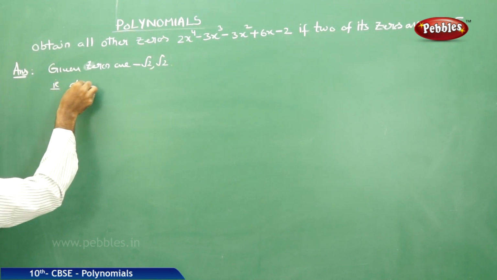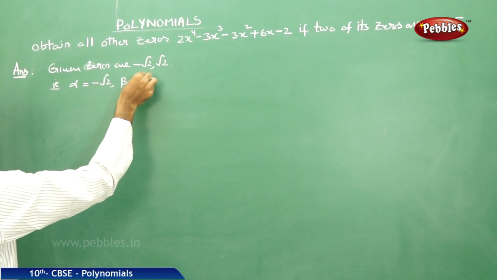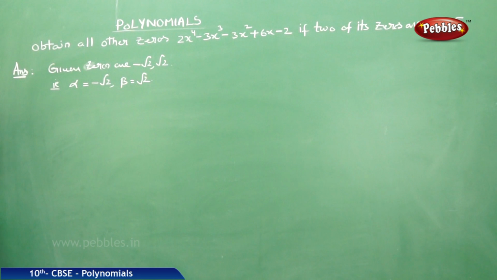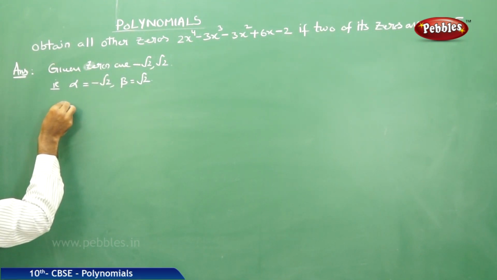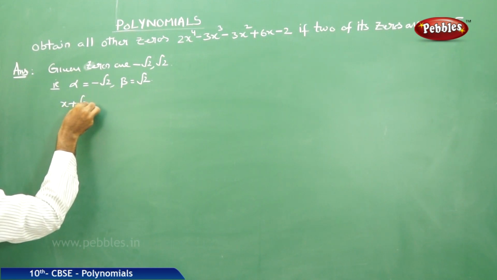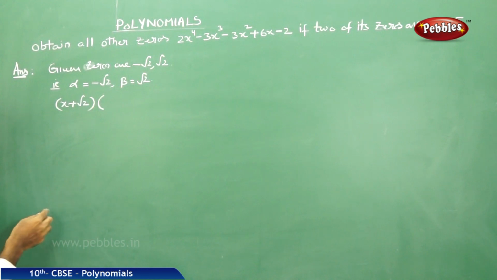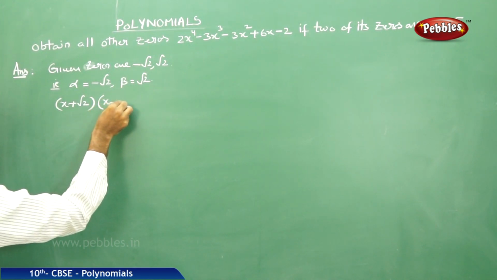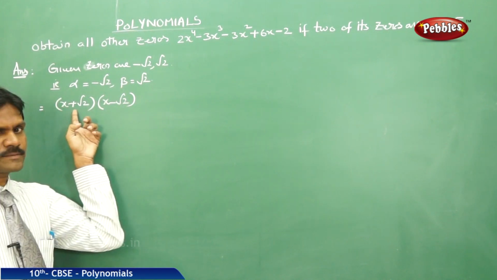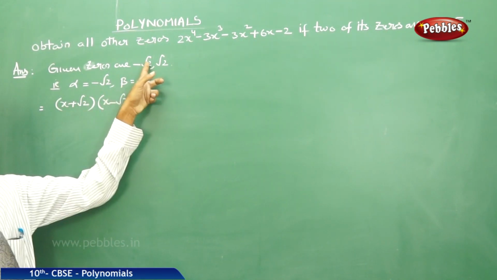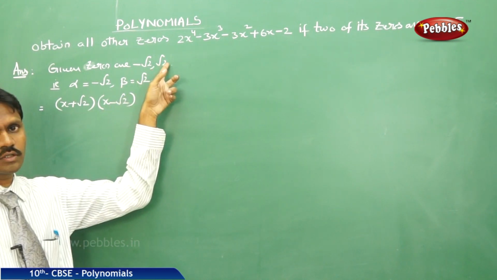That is, alpha is equal to minus root 2, beta is equal to root 2. That is, the previous form of minus root 2 is x plus root 2, and the previous form of root 2 is x minus root 2. Now you can check yourself. The zero of x plus root 2 is minus root 2. The zero of x minus root 2 is root 2.